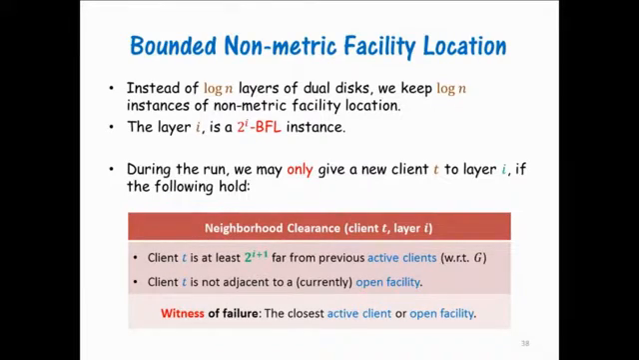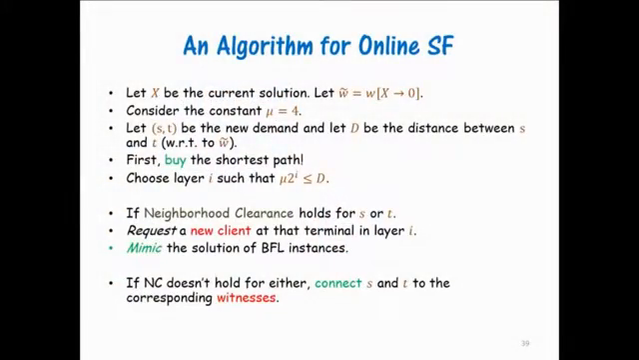So one of these two is failing, right? This means that there's already an open facility there, or one of the previous clients in that terminal is too close. And that thing that is close is the witness of my failure. So if both of them are failing, I'll just connect each one to its corresponding witness. Of course, there might be many witnesses, but just any one of them. So that's the whole algorithm.